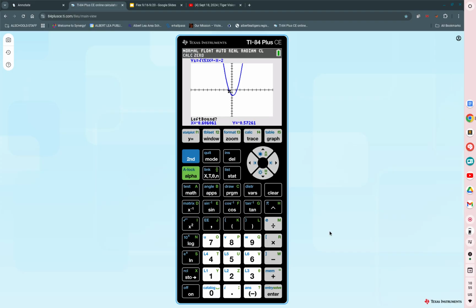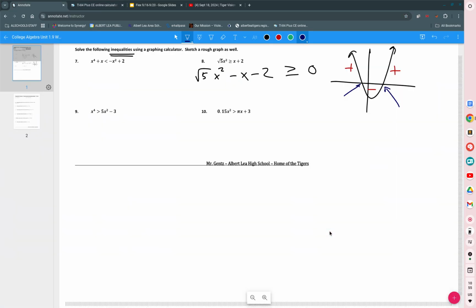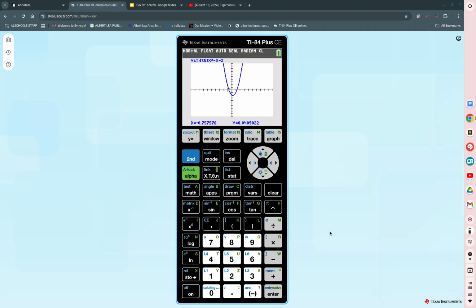I go to the 0, and once I get there, I move to the left, and I move to the right. Negative 0.748. Then I go ahead and check the other one. Again, I'm going to do a second calculate. And I get the 0. And I move over here. Move to your left. Move to your right. And we get 1.195.